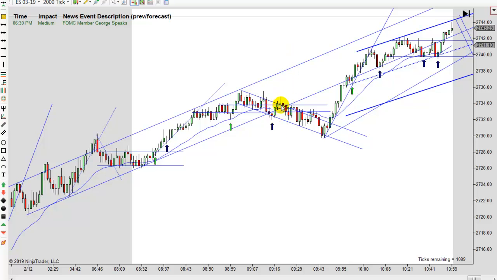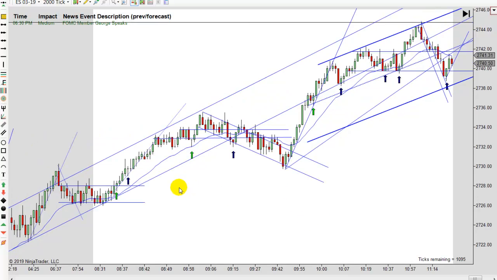You only get a scalp out of this, and it keeps working lower, but I still like that one simply because this is a strong trend and it's at that key entry point and it's a little failed break lower and all the other reasons I just talked about.